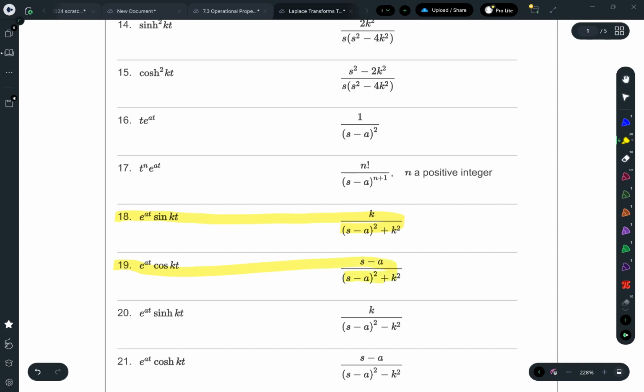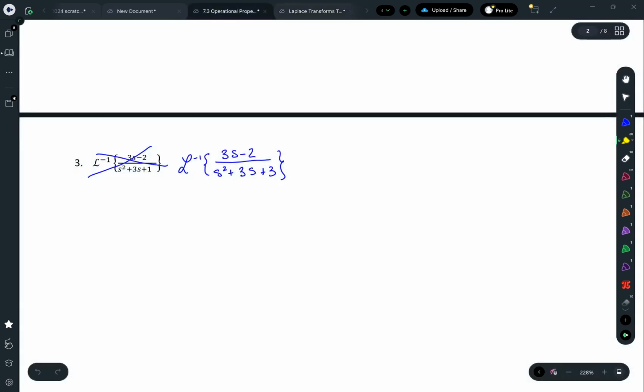So in 18 and 19, it looks kind of weird, but there's an s minus a all squared and then plus an extra number. That kind of reminds me of what would happen if I was to complete the square on the s squared plus 3s plus 3. Because s squared plus 3s plus 3 doesn't factor at all. So I'm literally stuck unless I figure out what I need to do. The denominator doesn't factor.